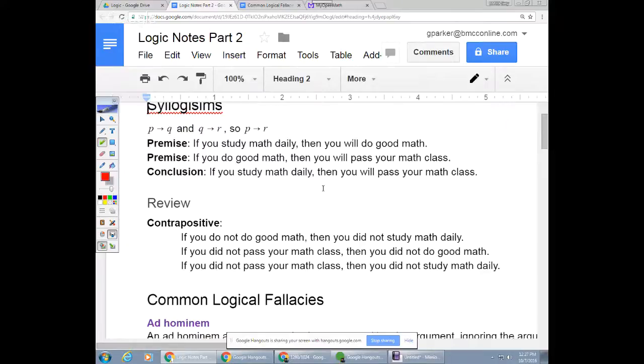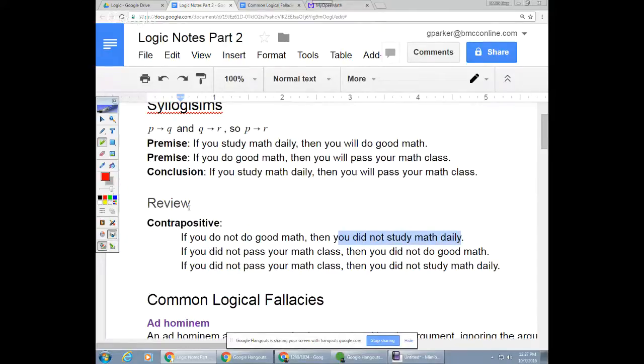So for a syllogism to happen, the ending of one of those first two sentences has to match the beginning of the other. Does that happen here? Does the ending of one of those sentences match the beginning of the other for the first two? Yeah. The 'you did not do good math' is the end of this sentence, and it's the beginning of that sentence right there. So then I can skip that middle part and just say, if you did not pass your math class, then you did not study math daily.